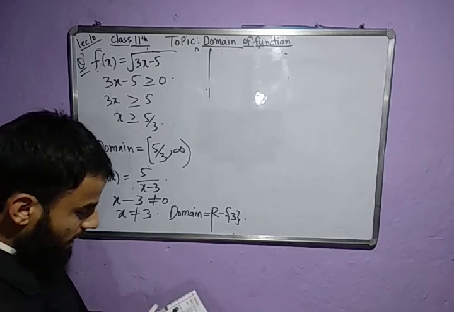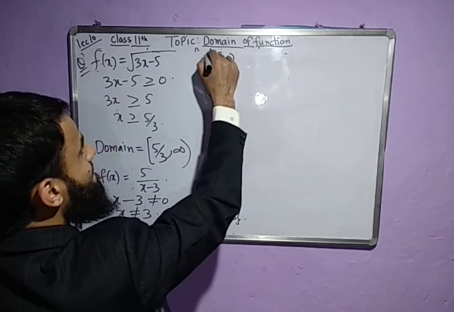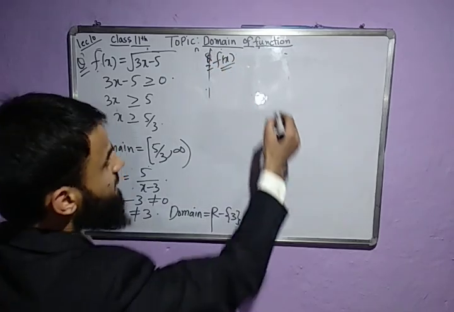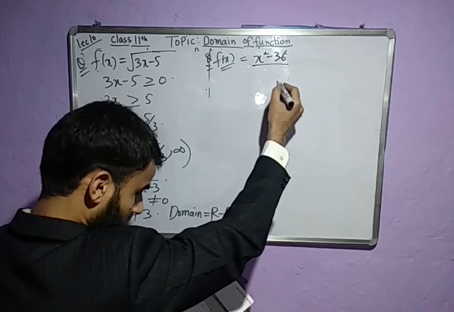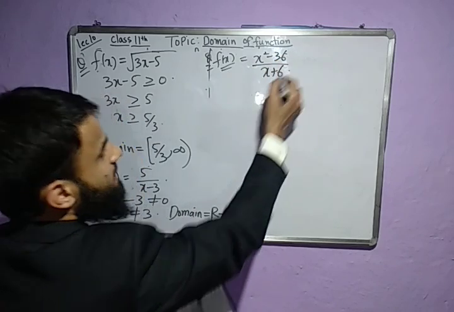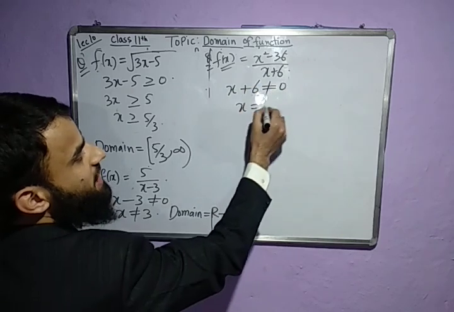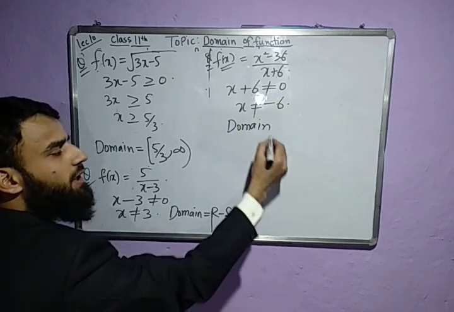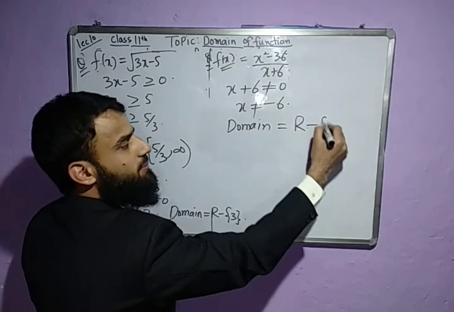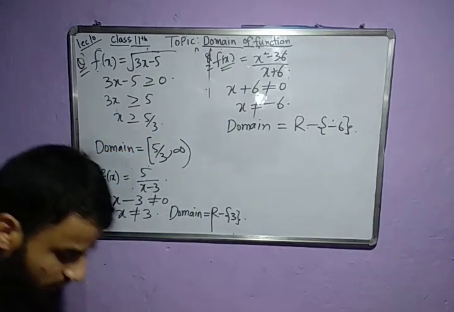Next I will discuss the function f of x is equal to x square minus 36 divided by x plus 6. For f of x to be defined, x plus 6 should not be equal to 0. That means x should not be equal to minus 6. The domain can be all real numbers but without this minus 6. Now this is an important question.